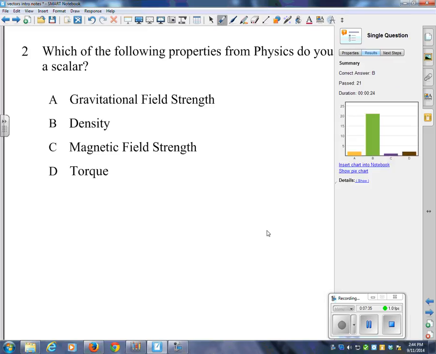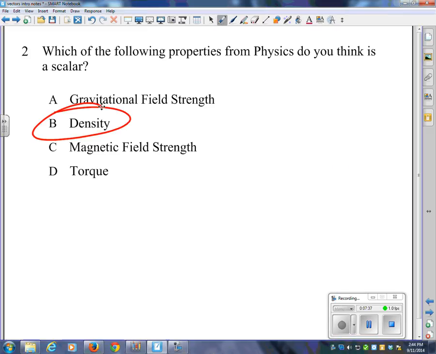Yes, well done. B, density. Gravitational field strength has a direction, it's down. Magnetic field strength has a direction, you probably don't know that, but it's from north to south. Torque has a direction as well, it's either clockwise or counterclockwise.